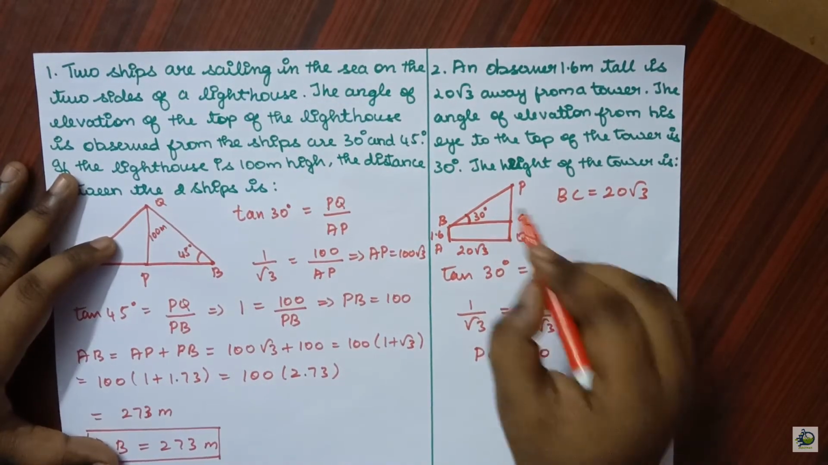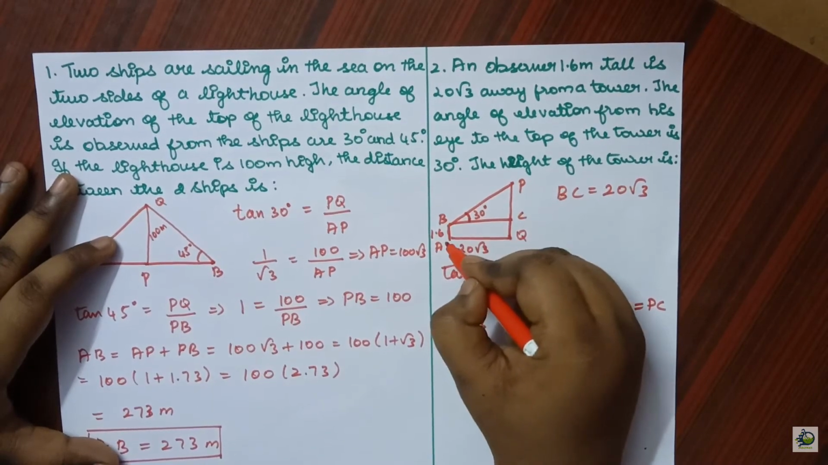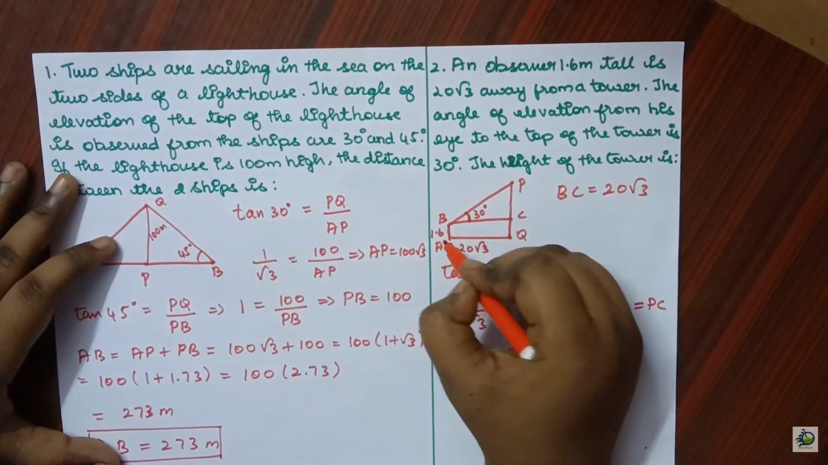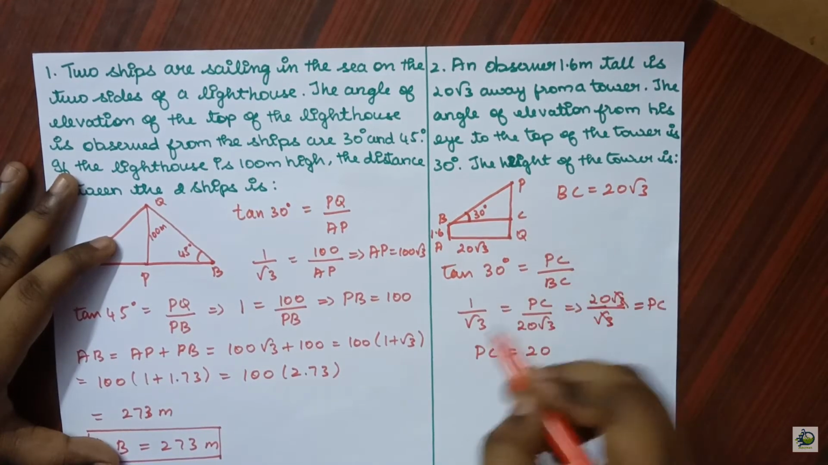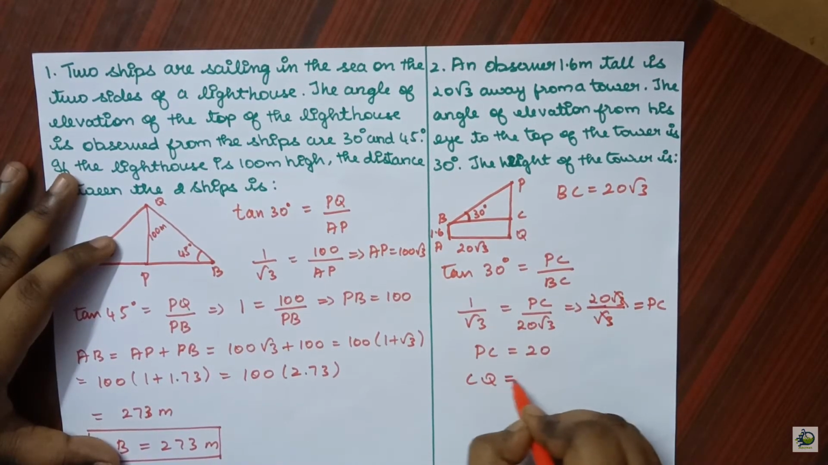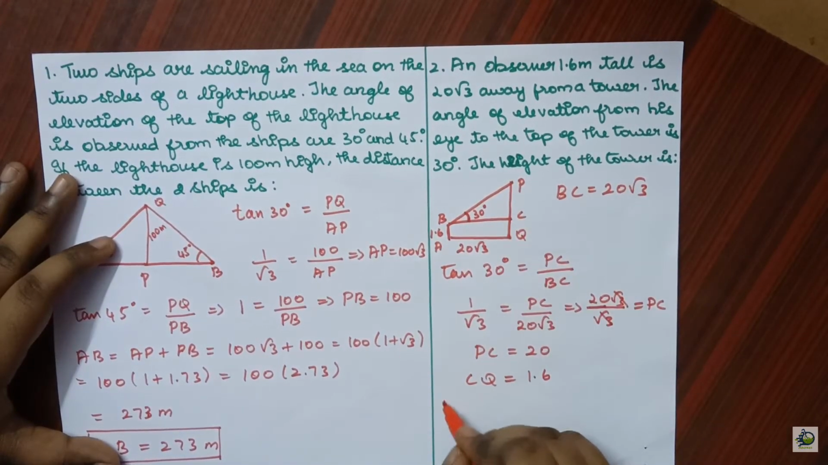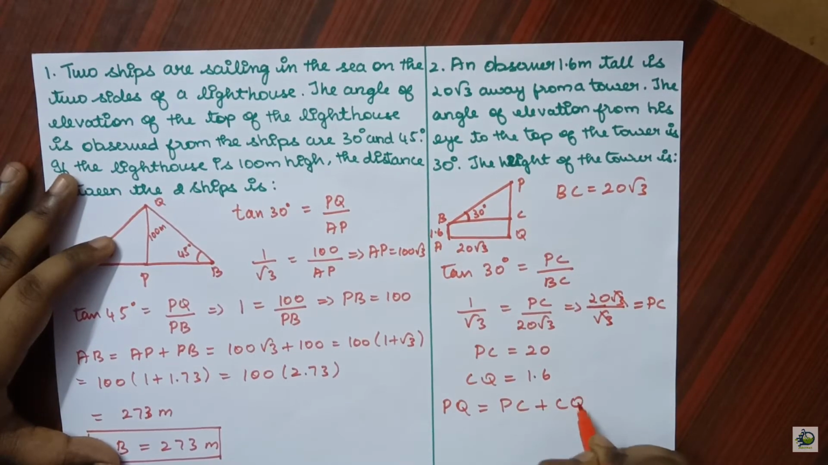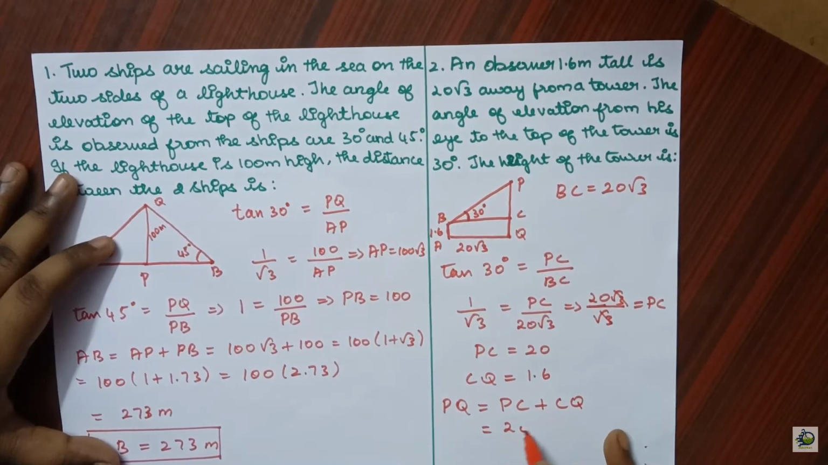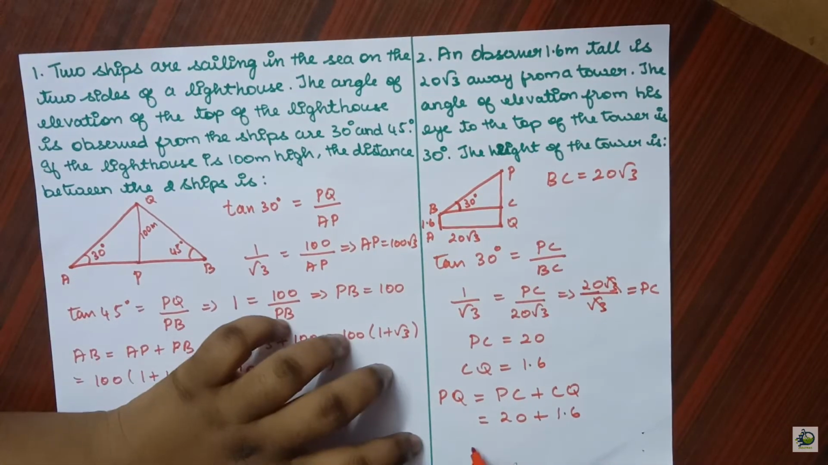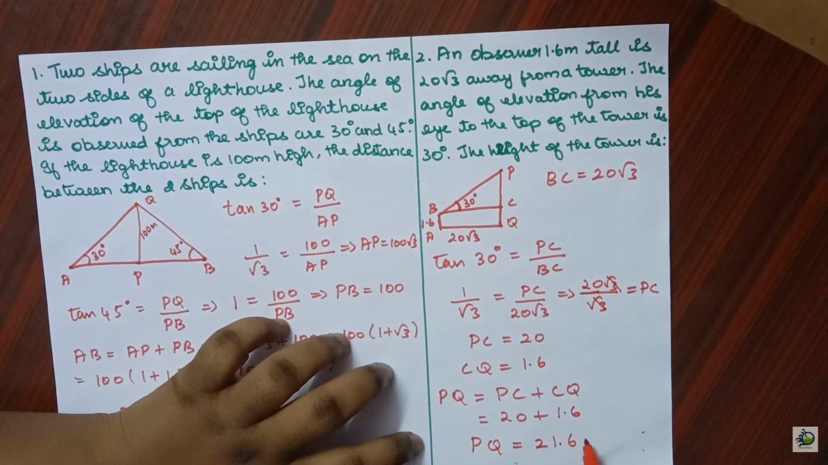Okay. And another thing we have to note is AB is 1.6. AB is nothing but the height of the person. This AB and this CQ are equal, so CQ is also equal to 1.6. The total height of the tower PQ is the sum of PC and CQ. So I have to add PC and CQ, which is 20 plus 1.6. Therefore the height of the tower PQ is nothing but 21.6 meters.